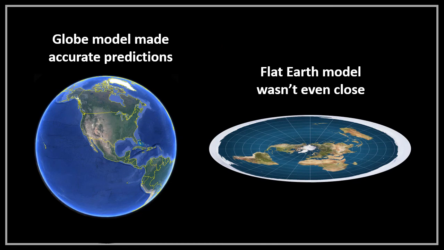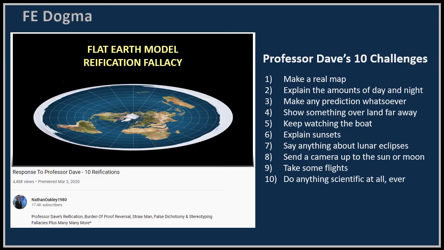So in these two examples, the globe model made accurate predictions, and the flat Earth model wasn't even close. So ironically, Nathan, your video is actually 100% correct. I understand why you weren't able to answer a single one of Dave's challenges, because the flat Earth model is a reification fallacy.